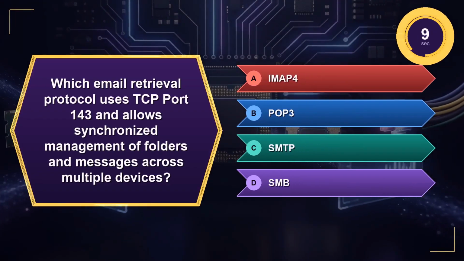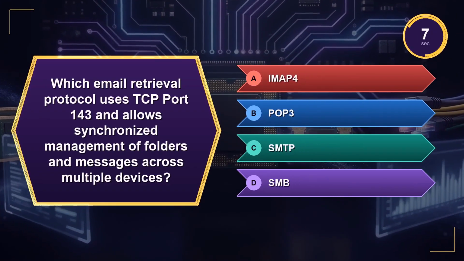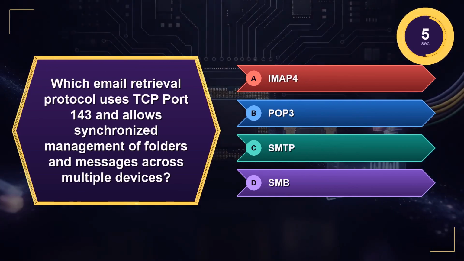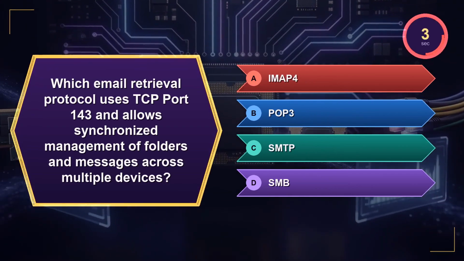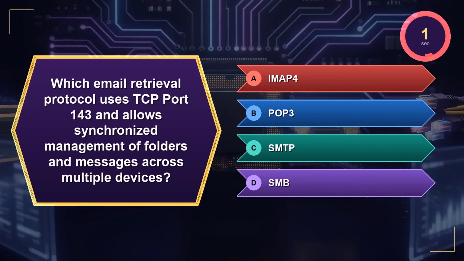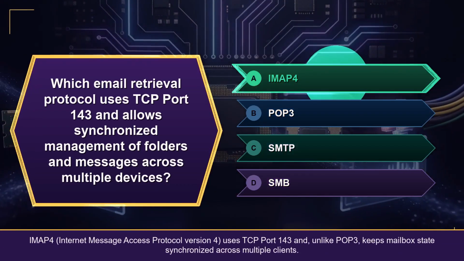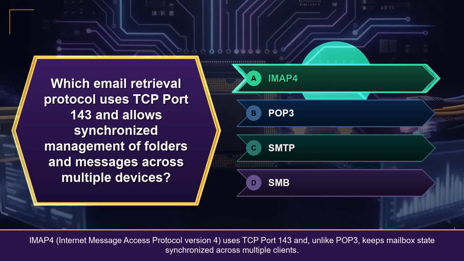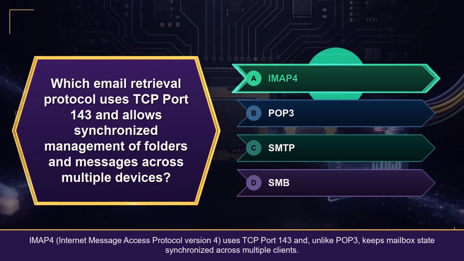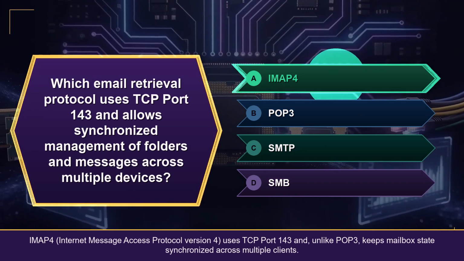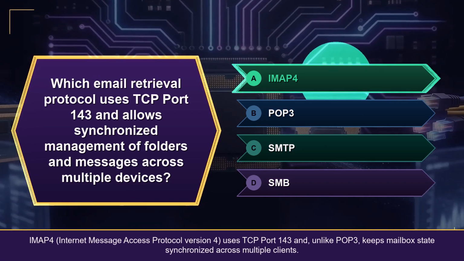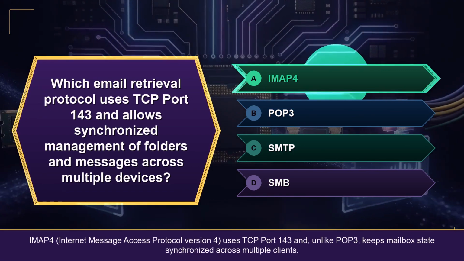Which email retrieval protocol uses TCP port 143 and allows synchronized management of folders and messages across multiple devices? IMAP 4, Internet Message Access Protocol version 4, uses TCP port 143 and, unlike POP3, keeps mailbox state synchronized across multiple clients.